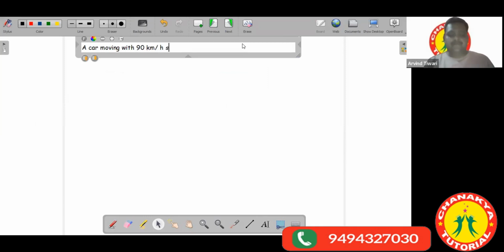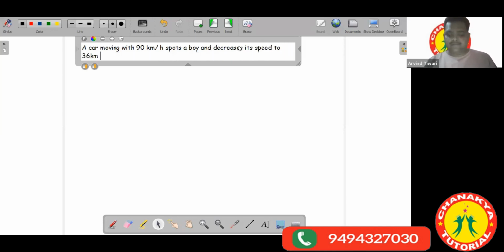Spots a boy and decreases its speed to 36 km per hour in 3 seconds. Find the acceleration. So can you tell the acceleration now?